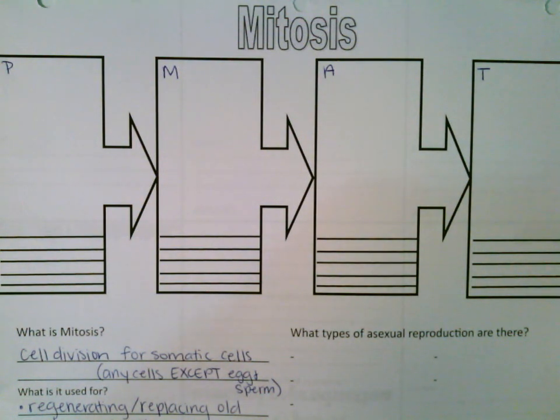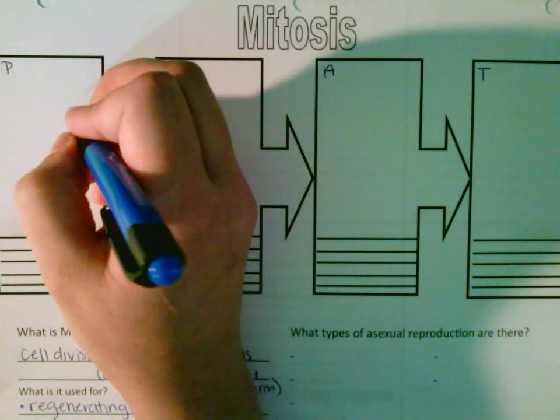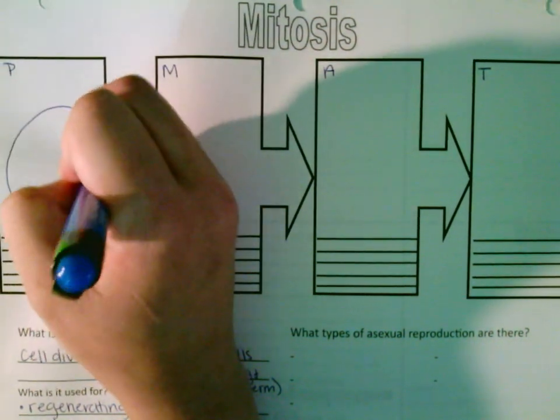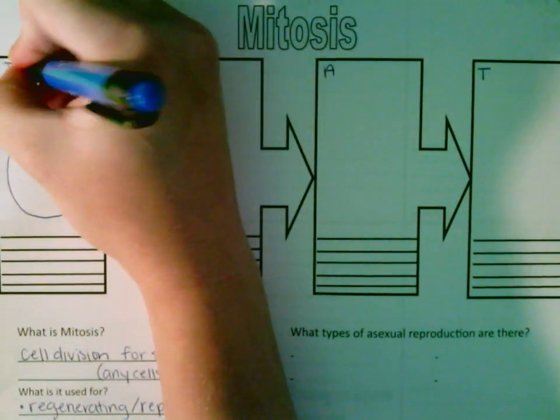Now we're going to go into each phase and we're going to discuss what happens in each phase and what it looks like. So the first phase is prophase. So we draw our cell membrane, and once again this is prophase.